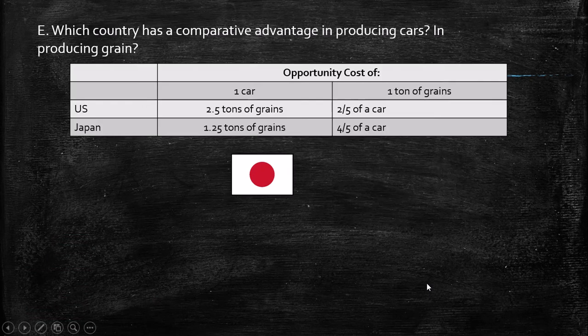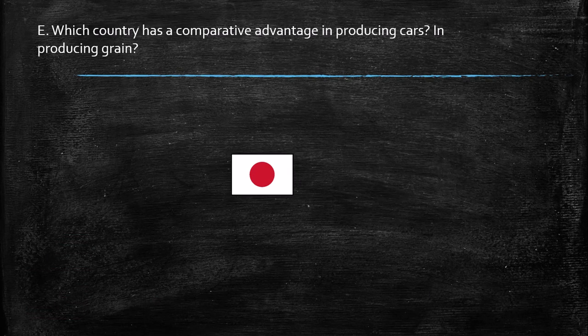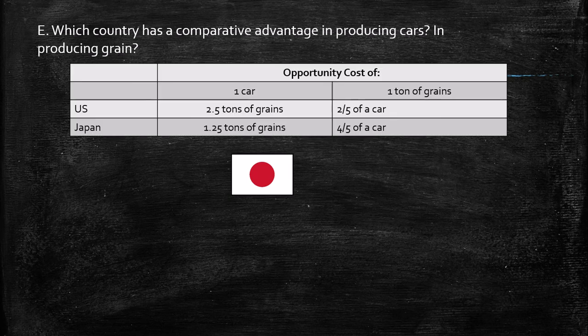So the next part says: which country has a comparative advantage in producing cars, and in producing grain? We have the same table that we developed before, about the opportunity cost of the United States and Japan. We have the products, cars and tons of grain. We see that the United States has a comparative advantage in grain. Why? Because the opportunity cost of grain, in terms of cars, is the lowest for the United States.